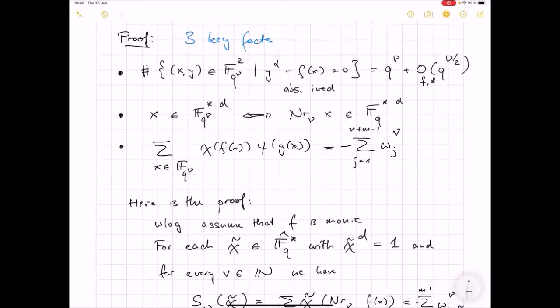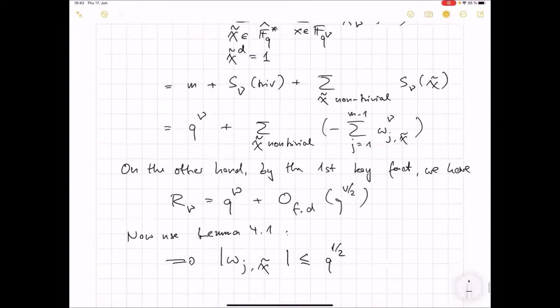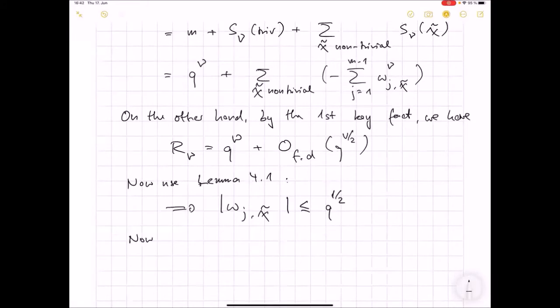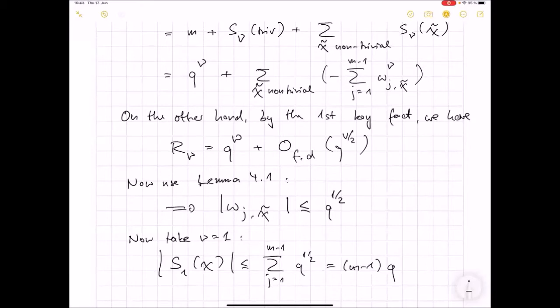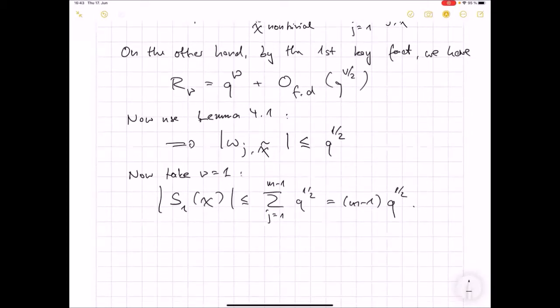So for one particular sum, we sum up m minus 1 things. So now take ν equals 1. And so the character sum S_1 of chi, that's what we are interested in, is bounded in absolute value by the sum over j from 1 to m minus 1 of q to the 1/2. And this is, of course, m minus 1 times q to the 1/2. Okay, that's it. That's the proof.